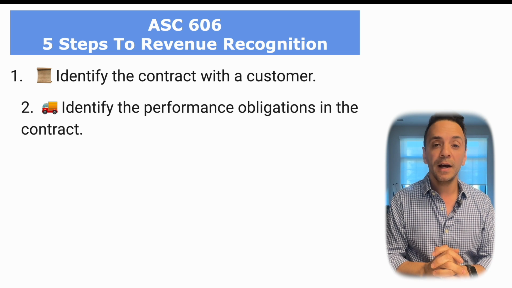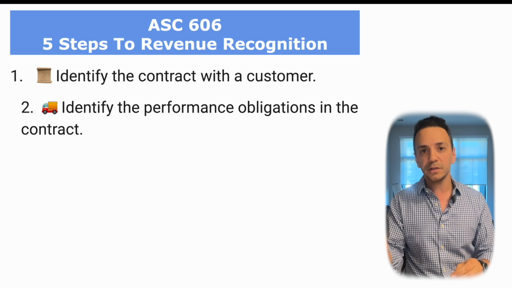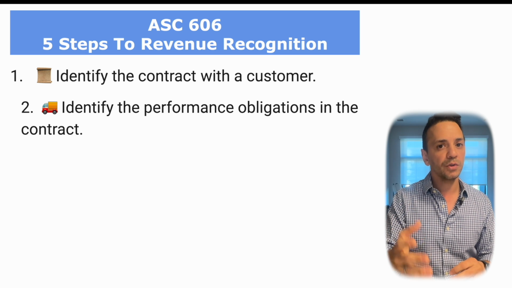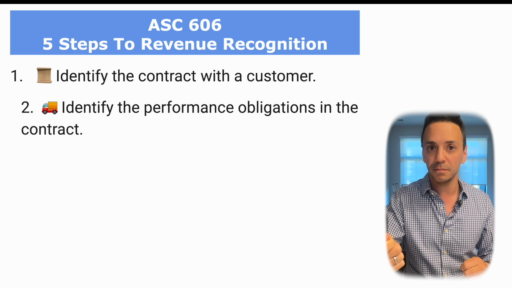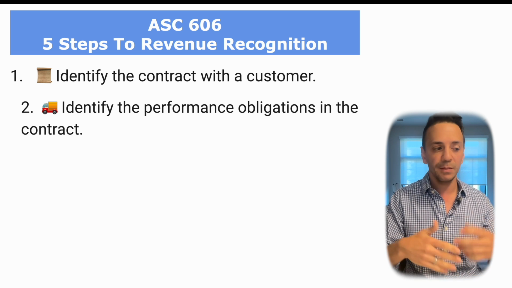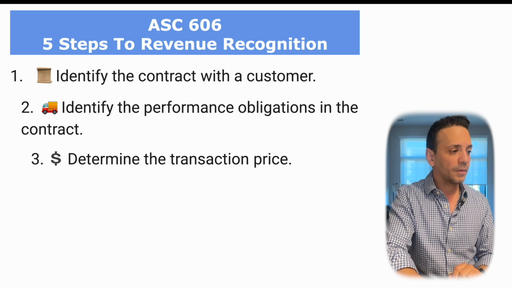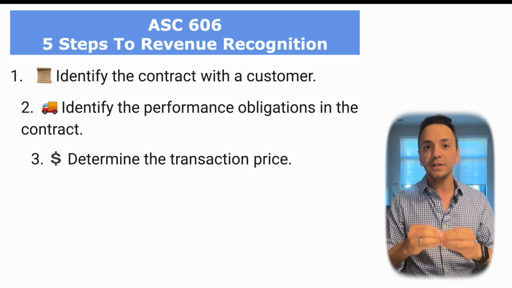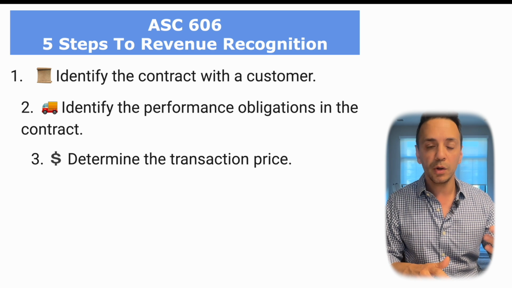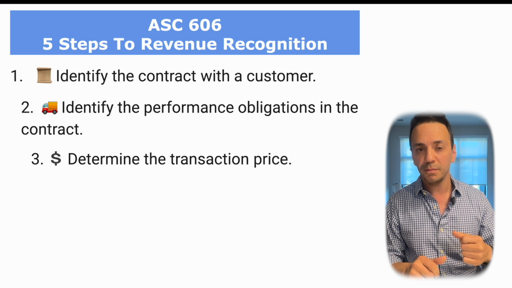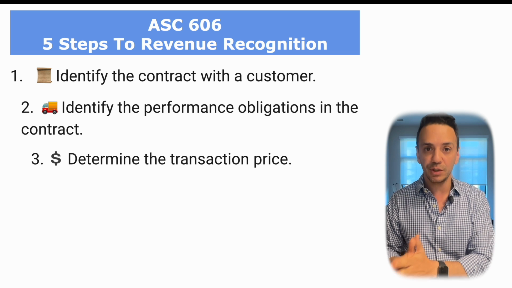Step number 2, identify the performance obligation in the contract. So in the first example that we looked at, the obligation was to install and deliver a theater sound system to the client. In the second example, the performance obligation is to perform legal services. Step number 3, determine the transaction price. So in the agreement, you would say each hour of service, for example, in the law firm, each hour of service is $1,000. So this is the transaction price.